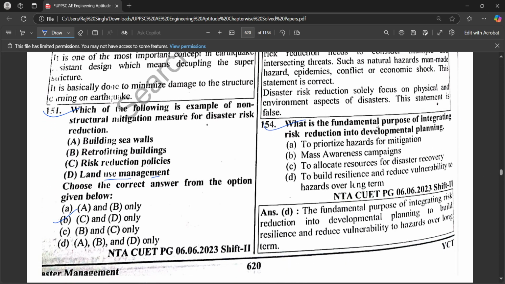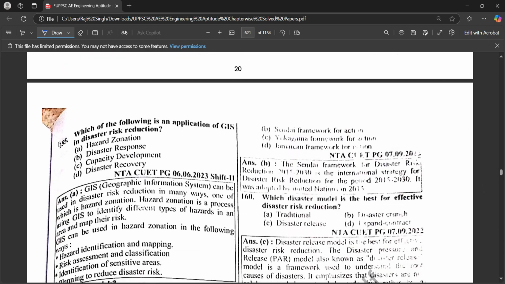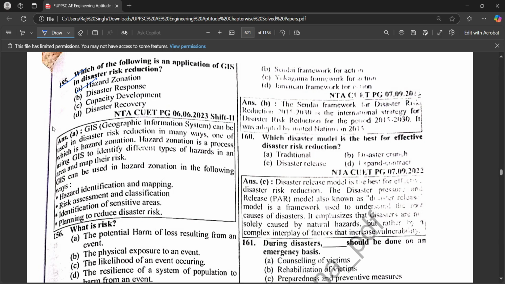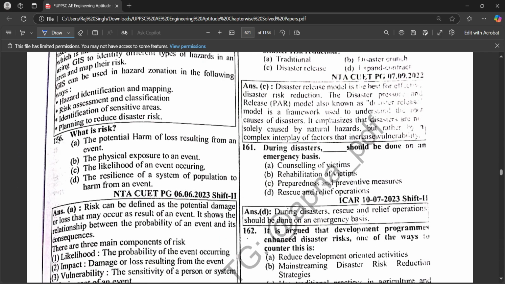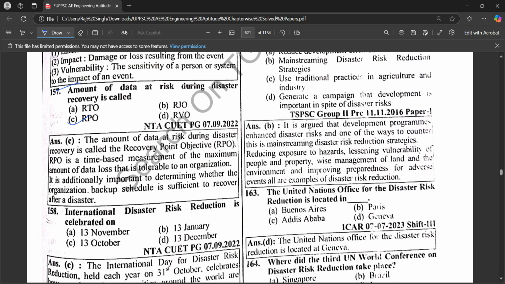What is the fundamental purpose of integrating risk reduction into development planning? To build resilience and reduce vulnerability to hazards over the long term. Which of the following is an application of GIS in disaster risk reduction? Hazard zonation. What is risk? The potential harm or loss resulting from an event. The amount of data at risk during disaster recovery is called RPO.